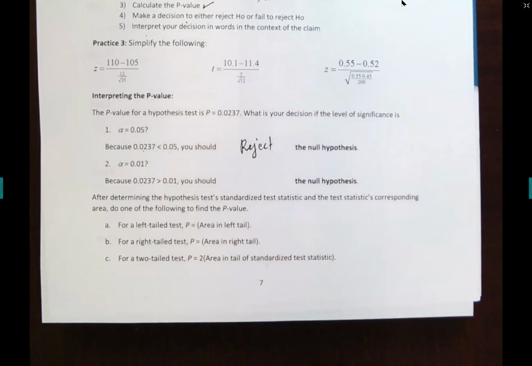Don't change fail to reject to accept, guys. If I fail to reject, it doesn't mean that you accept. If I fail to reject an argument with you guys and I tell you I give up, it doesn't mean that I accept it. I just fail to reject your argument. I don't have enough evidence to reject it. It doesn't mean that I am in acceptance. So do not try to change the words fail to reject.